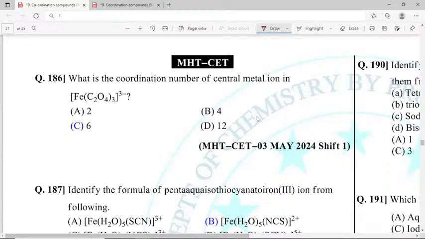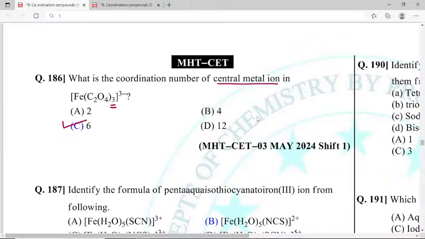Next question, what is the coordination number of the central metal ion in the tris(oxalato) complex? Oxalate is bidentate, so 6. For each bidentate ligand, multiply by 2. It is very easy.